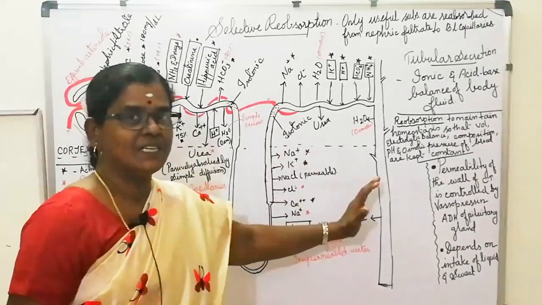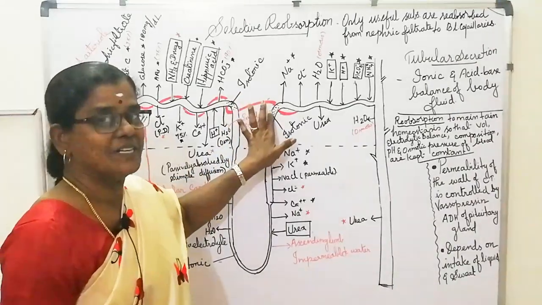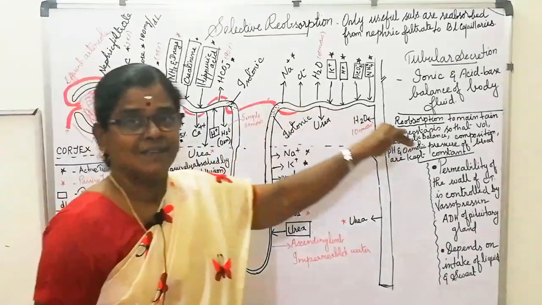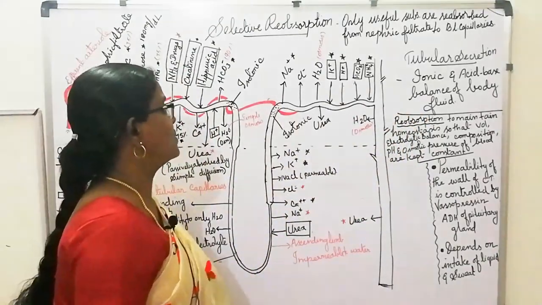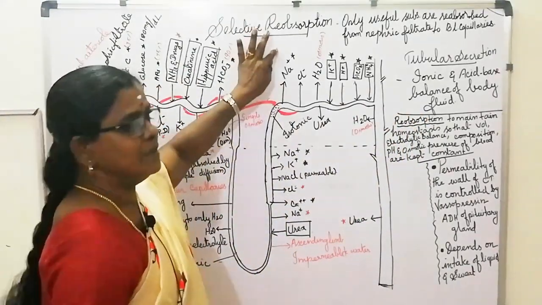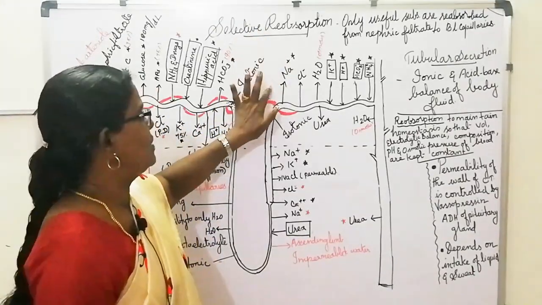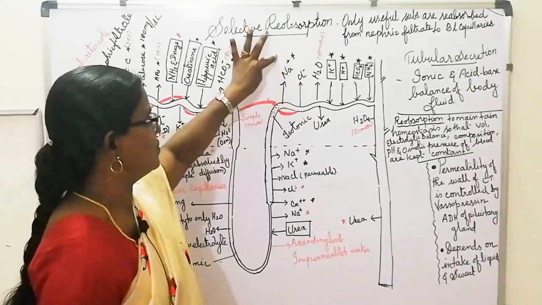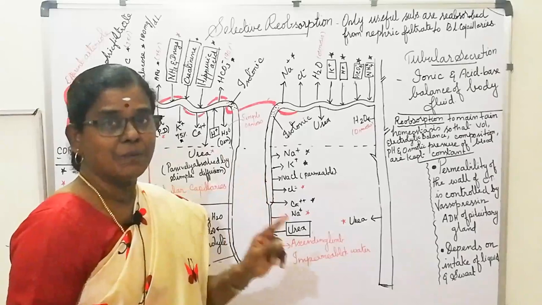Now there are electrolytes available. Again, the filtrate is isotonic condition. Now this is proximal convoluted tubule cross. Proximal convoluted tubule cross sodium reabsorb. So sodium reabsorb, sodium is available. So potassium is available. Sodium potassium pump.